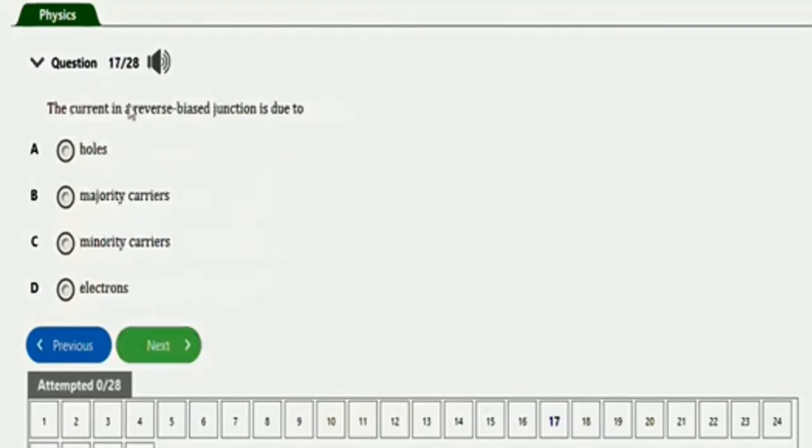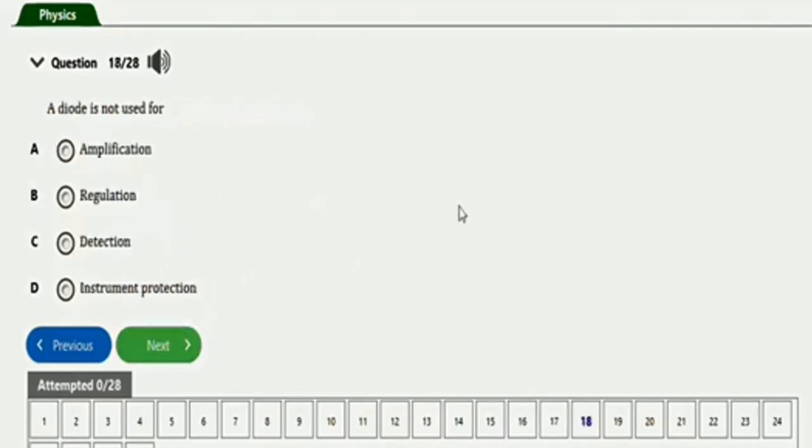It says the current in a reverse bias junction is due to: holes, majority carriers, minority carriers, electrons. So since it's reverse bias, it is due to minority carriers. The next question will be this one. It says a diode is not used for option A, amplification, regulation, detection, instrument protection. So the right option is option A, which is amplification. The diode is not used for amplification.